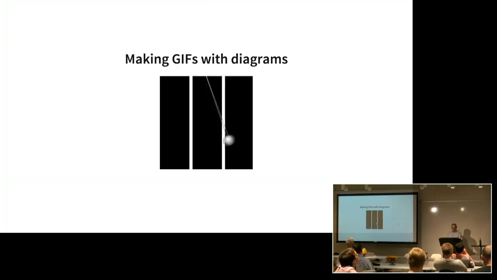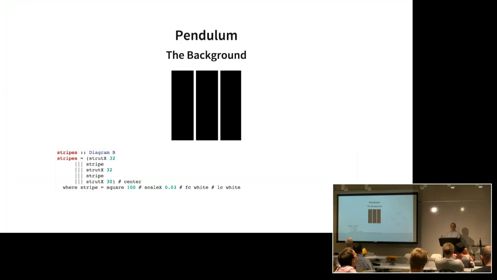So, easy, start with the background. It turns out that the background color of the GIF format is naturally black. So all we really have to do is make those white stripes. To make those white stripes, I just create the stripe function. It's a square, and I scale the square in the x direction to a much smaller percentage. We have a rectangle function in diagrams, but it's a fairly common idiom to take squares and circles and make them into rectangles and ellipses. And that's exactly what I did here. The strutX function just leaves space. So this function creates the stripes for the background, which is really the easy part.